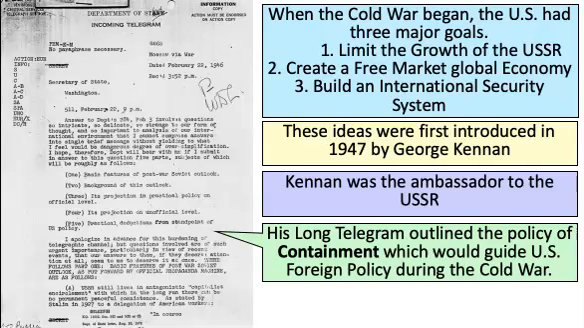And it outlines essentially the policy of containment. Now, this was this idea to limit the growth of the USSR, and this is going to guide our foreign policy during most of the Cold War.